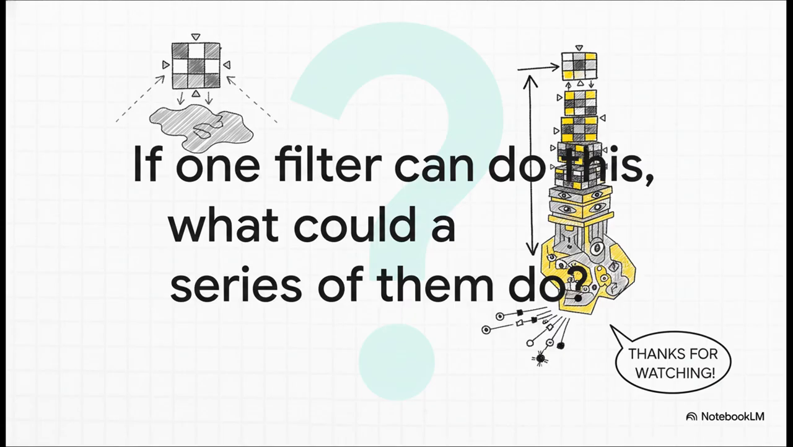Which brings us to a final, pretty mind-blowing thought. All of these powerful effects come from applying just one kernel, one simple filter. So it makes you wonder, if one filter can do all of this, what could a whole series of them, stacked one after another, be capable of? And that question, well, that takes us right to the cutting edge of modern computer vision and AI.